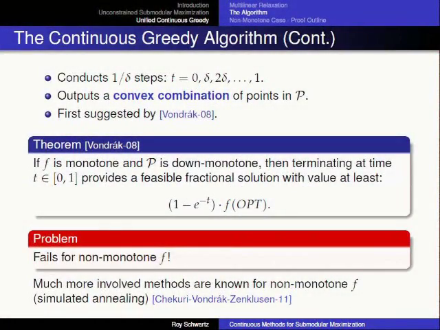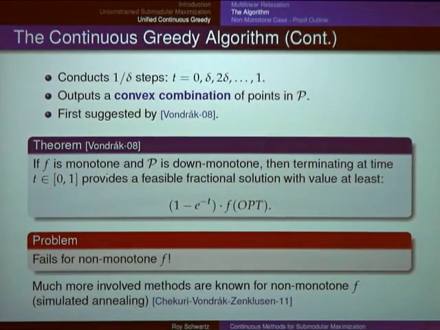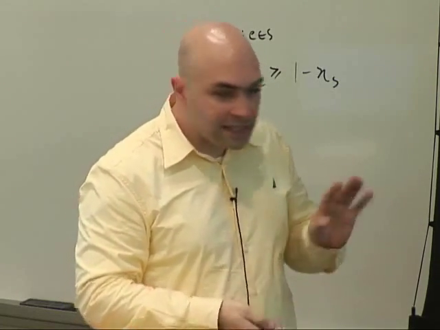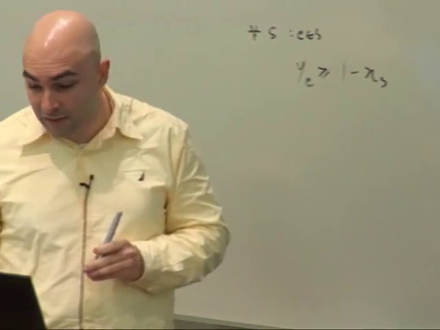And the problem is that this fails for non-monotone functions. So the fact that f is monotone here is important. And as I said before, Chekuri et al. gave ways to solve the multilinear relaxation we saw for non-monotone cases, but there you use simulated annealing techniques and you don't get nice guarantees, nice numbers, I mean.